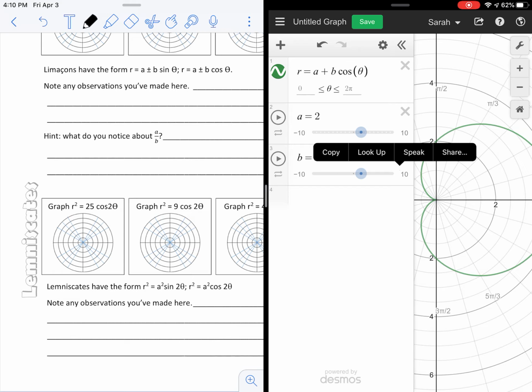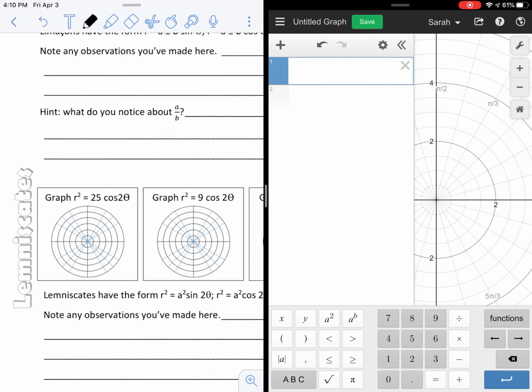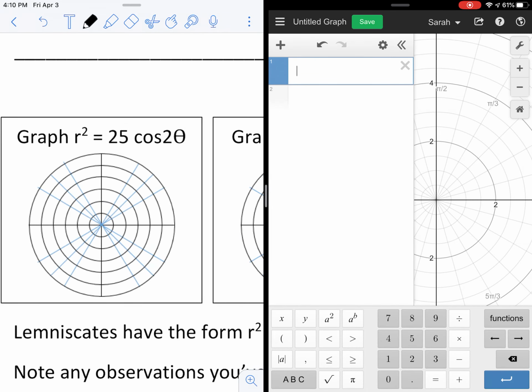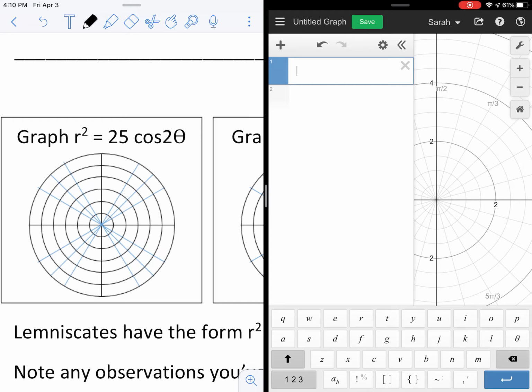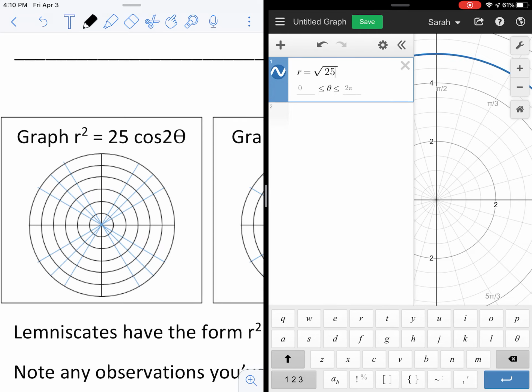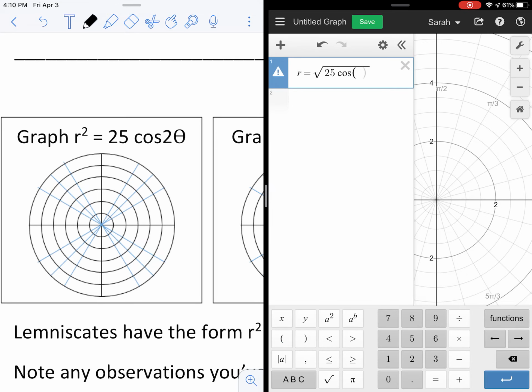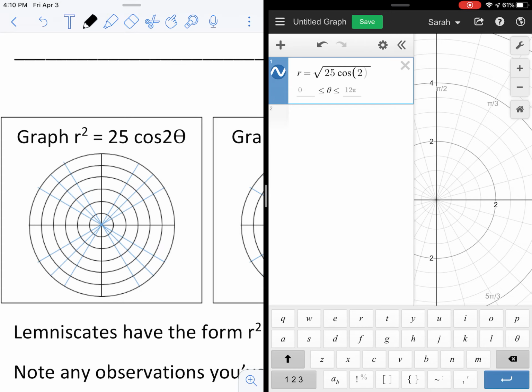Finally, the last graph you're going to look at is the lemniscates. When you're graphing the lemniscates, let's X out of here, X out of here, X out of here. Unfortunately, you're going to see that this says r squared equals, and you can't type in a squared function to Desmos. So what you're going to do is you're going to type in r equals, and then you're going to use the square root button and then type in that 25 cosine. It's cosine, and then we can put the 2 theta.